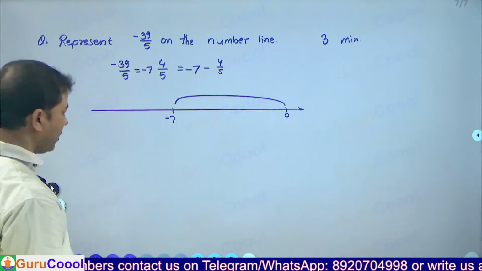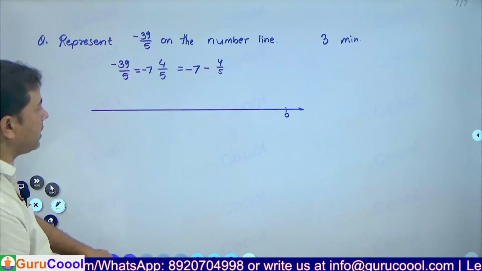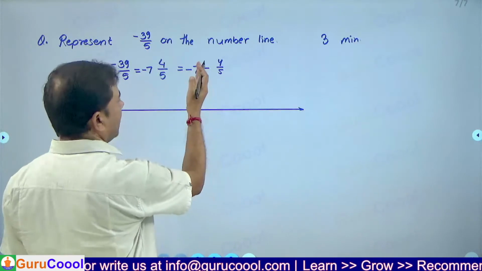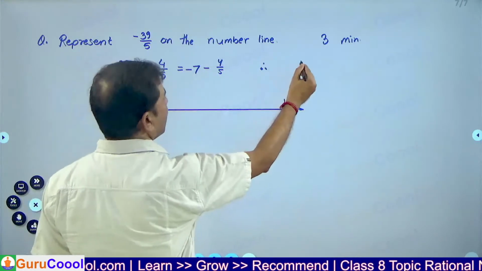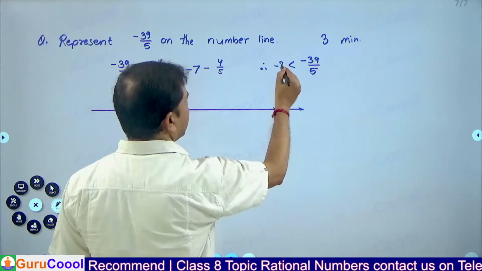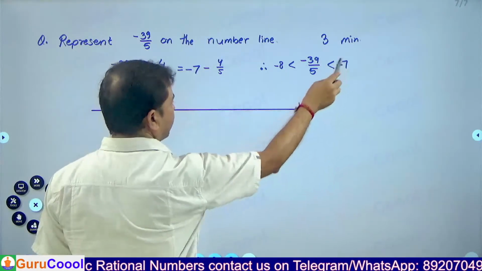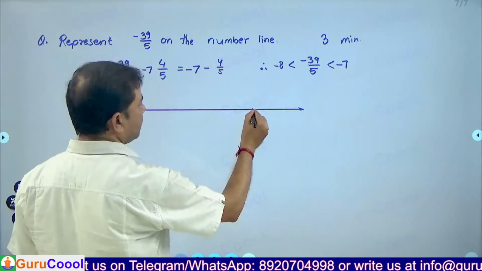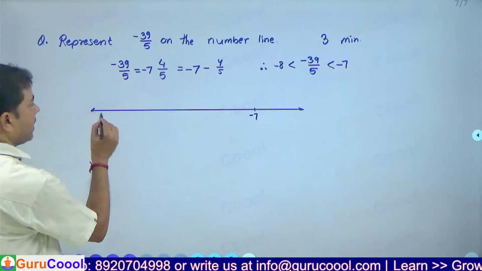But we don't need to show all these, we will show just the required integers. We have to find out between which two integers our number lies. This is on the left side of minus 7 and right side of minus 8. Minus 39 by 5 is greater than minus 8, lesser than minus 7. The number which is greater is minus 7. Let's take minus 7 here, and minus 8 is somewhere in this direction.